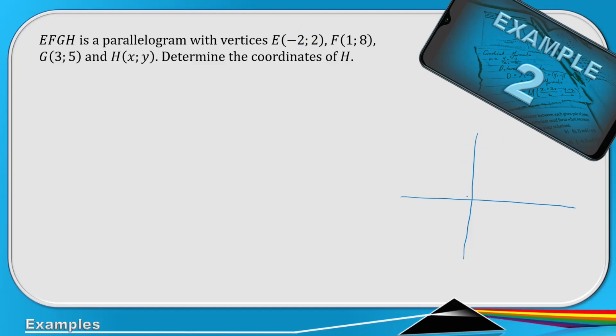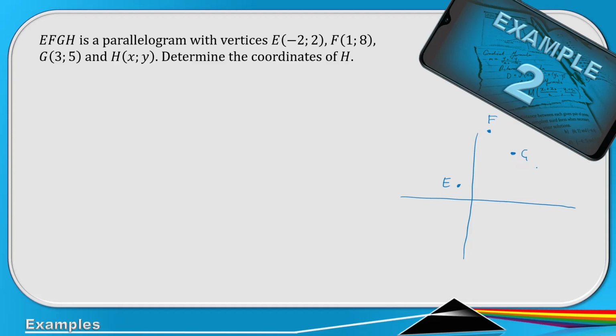We don't have to know exactly, just to roughly see where they lie. So E is like -2 and 2, so more or less there. And then F is like 1 and 8, so more or less there. And then we've got 3 and 5, more or less maybe there. Yeah, G. And that leaves us with H.